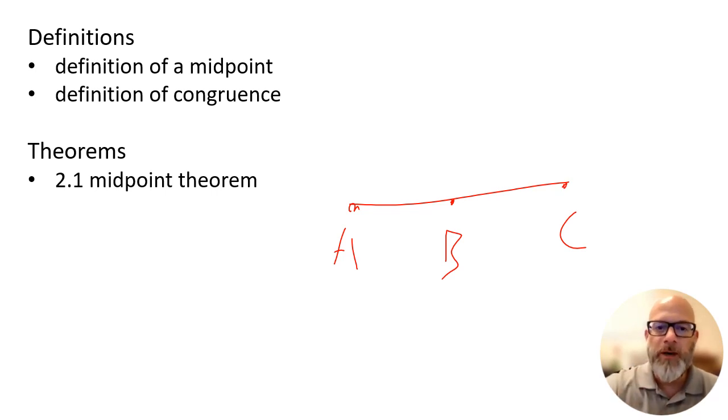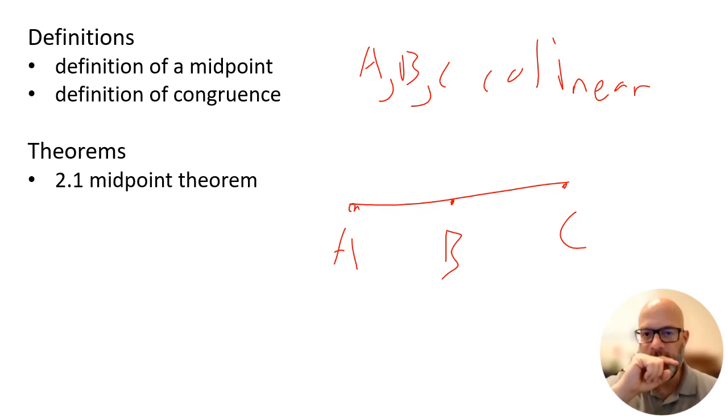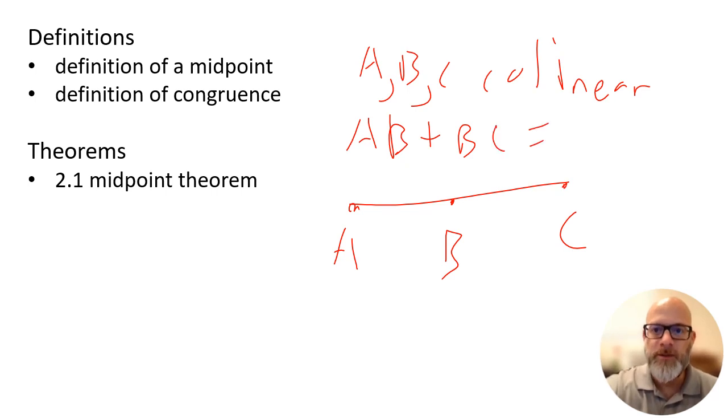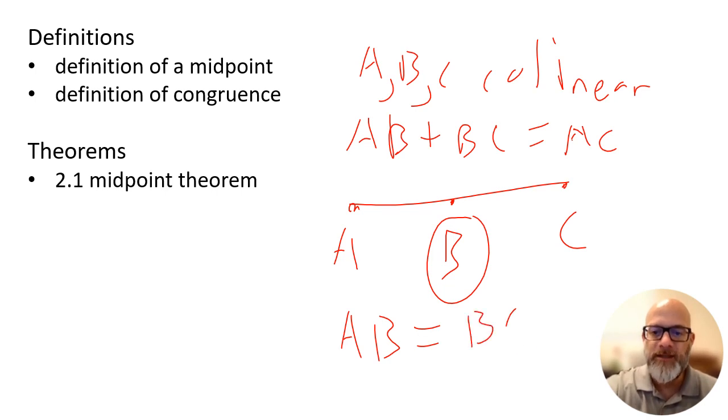What do we have to agree upon? We have to agree that A, B, and C are collinear. This was just like we had for betweenness. Of course, we're still going to have this truth that AB plus BC is equal to AC. That was the segment addition postulate, right? But what's the new qualification that makes B actually a midpoint? AB must equal BC. So whenever we want to prove that AB equals BC, we can get that straight from the definition of the midpoint.